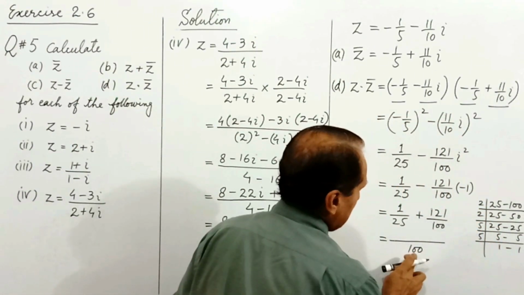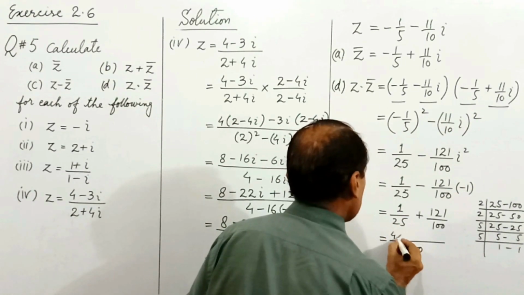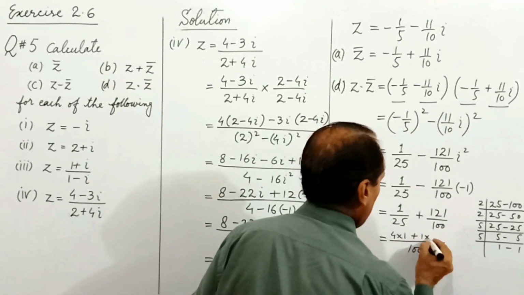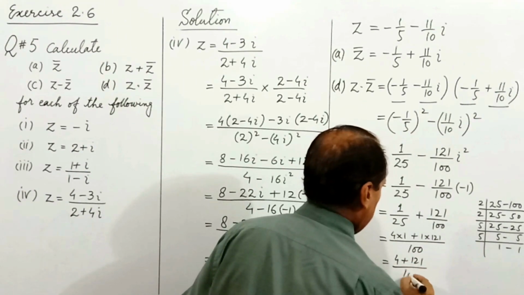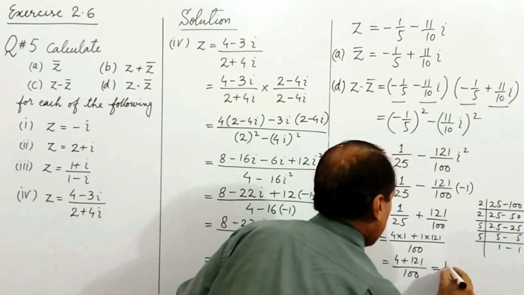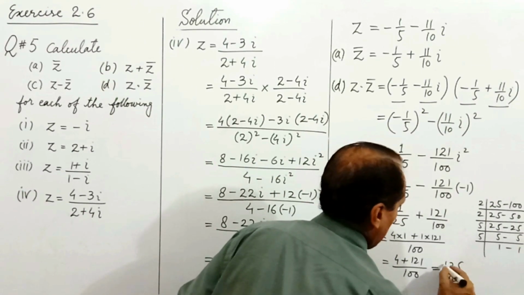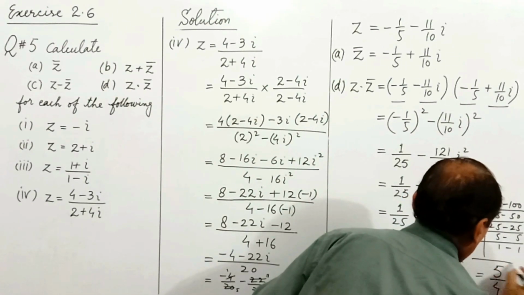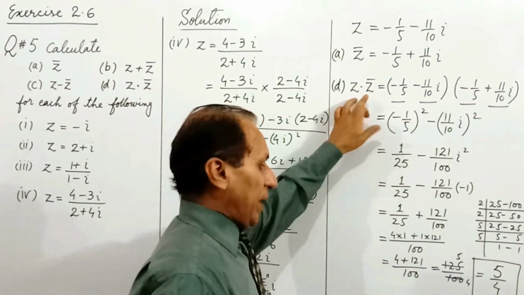Now take the LCM. 100 divided by 25 in the first denominator. 25 4s are 100, and 4 is multiplied by 1. So we get 4 plus 121 over 100. What do we get? Simply we get 125 over 100. They can be divided in the same table. 25 5s are 125 and 25 4s are 100, equal to 5 over 4. And that is the solution of Z dot Z bar.